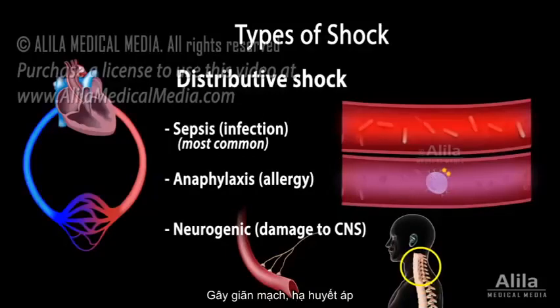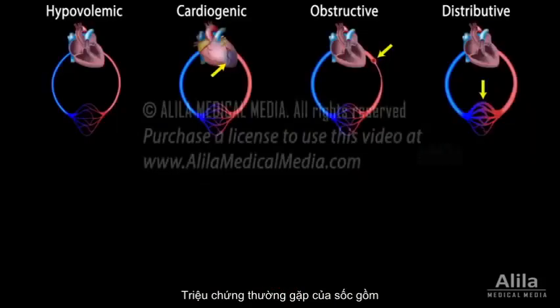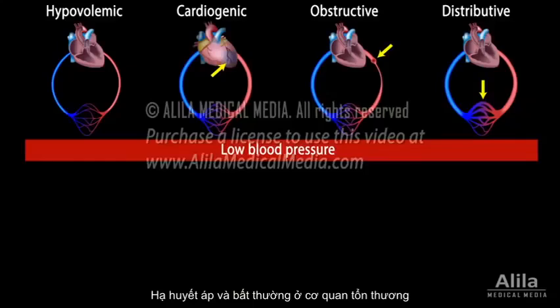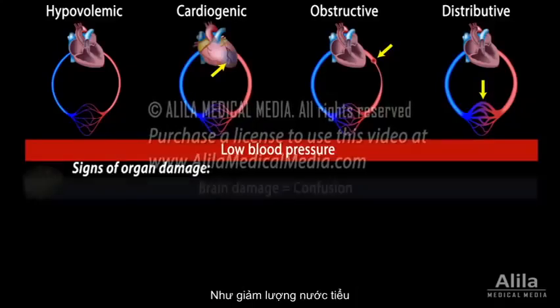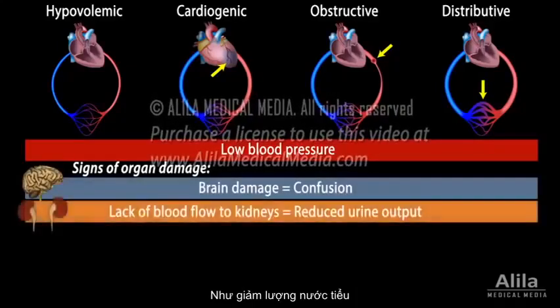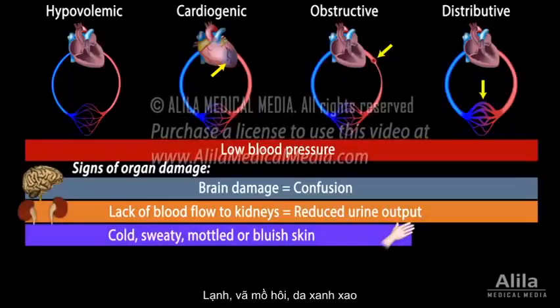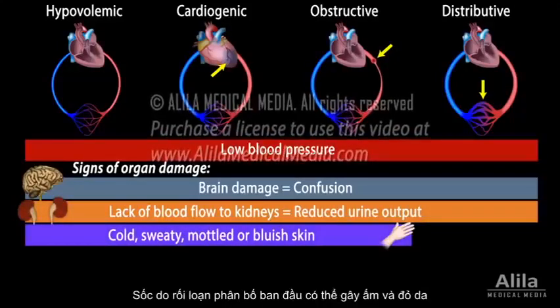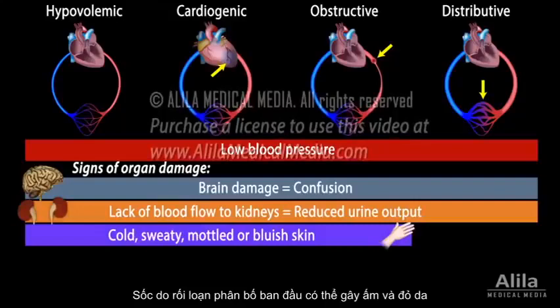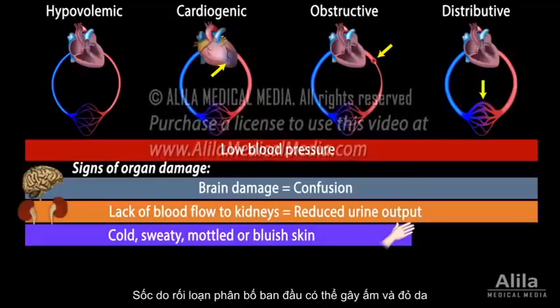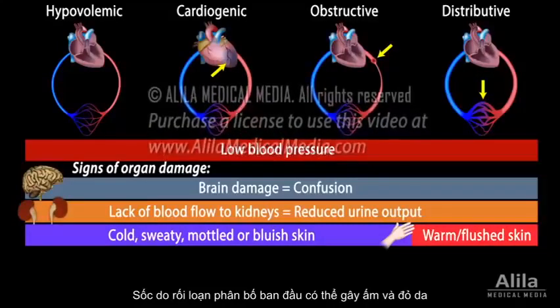Common symptoms of shock include low blood pressure and signs of organ damage, such as confusion, reduced urine output, and cold, sweaty, mottled, or bluish skin. Although distributive shocks due to sepsis or anaphylaxis may initially produce warm or flushed skin.